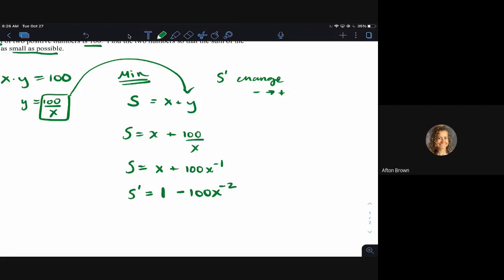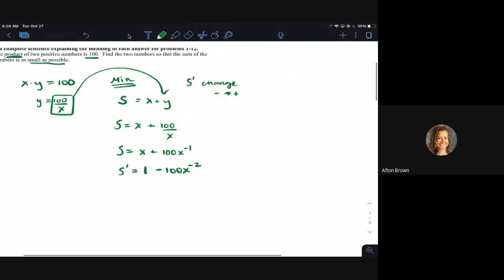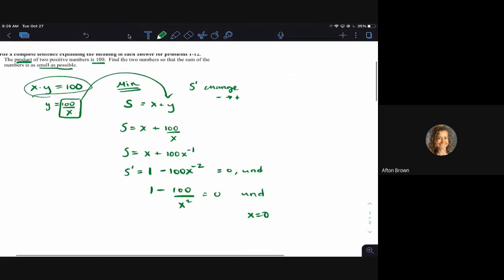What do I do with the derivative? Set it equal to 0. Good. Remember, it's always 0 or undefined. I would rewrite this as 100 over x squared. I need it to be 0 and undefined. What is undefined? X equals 0. Could x have been 0 in this question? No. It said the product had to be 100, plus they said the numbers had to be positive. Two numbers can't multiply to be 100 if one of them is 0, and 0 isn't positive. So really, we only have to worry about when this equals 0.